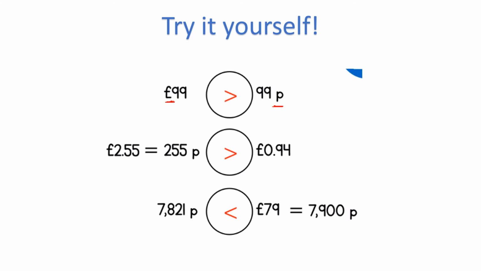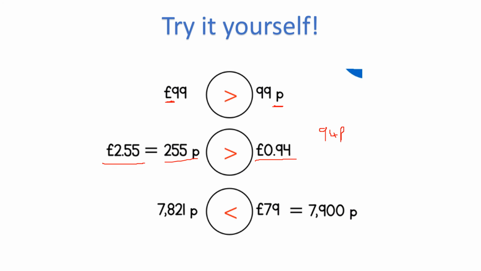We had 255 pence over here, and then we had 0.94 pounds over here. And now from yesterday's lesson, we know that 0.94 pounds is actually 94 pence, which is smaller than a pound. And if we wanted to convert 255 pence to pounds, it would be £2.55, which is greater than a pound. And remember, we don't write the pence here at the end. So already we can see that £2.55 is greater than 0.94 pounds.